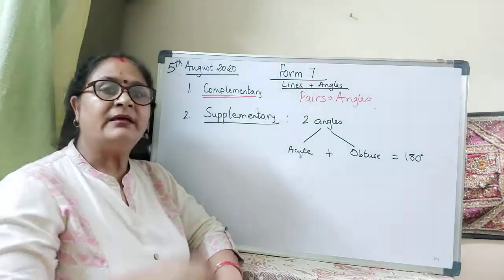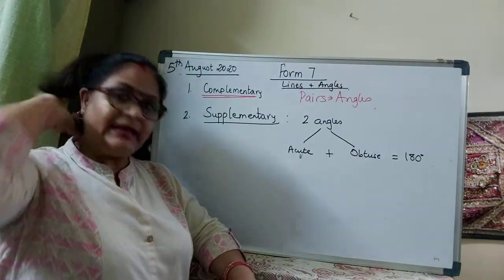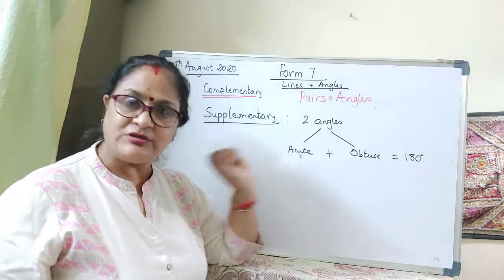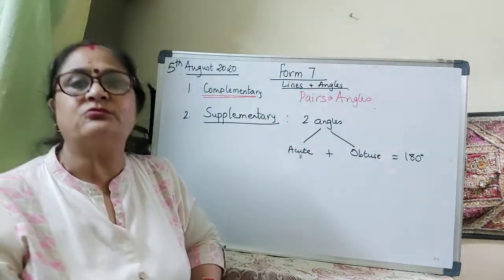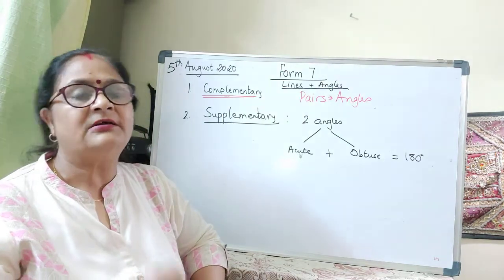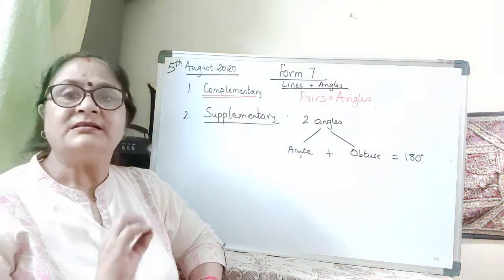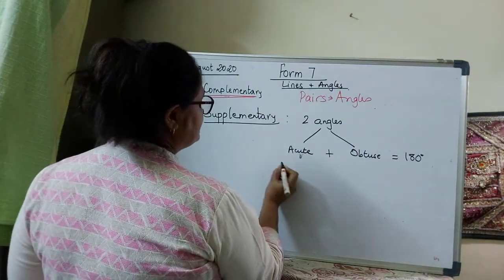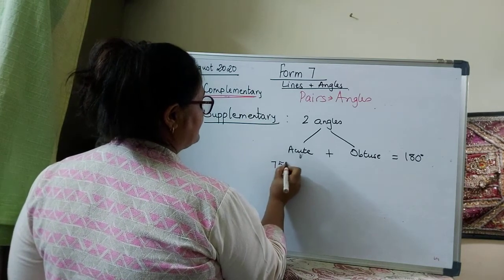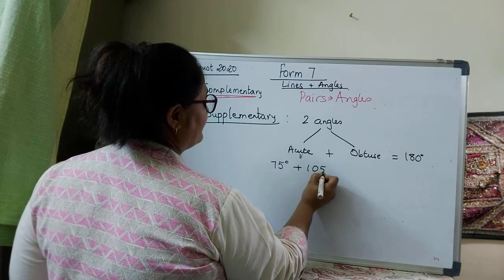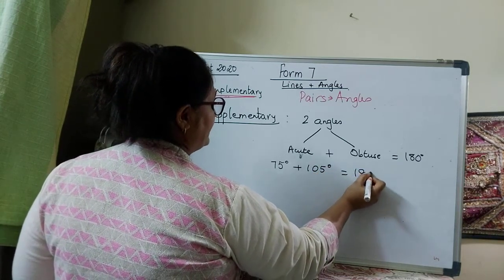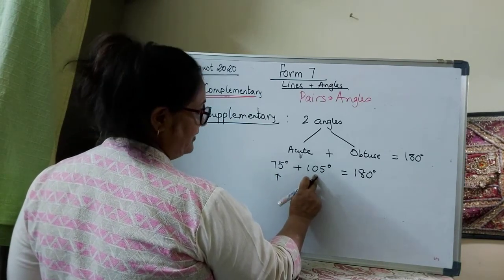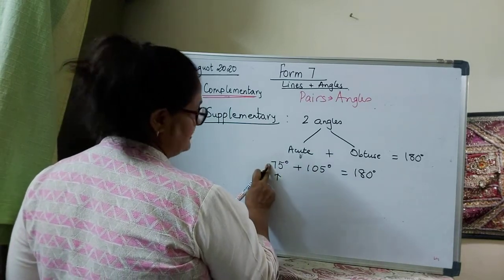When you add them, if the sum comes to 180 degrees, then they are supplementary angles. And each of them is known as the supplement of the other. So what do we have out here? Supplementary angles, say 75 degrees plus 105 degrees will give me what? 180 degrees. So 75 degrees is the supplement of 105. 105 is the supplement of 75.